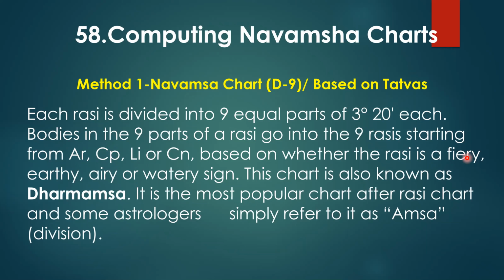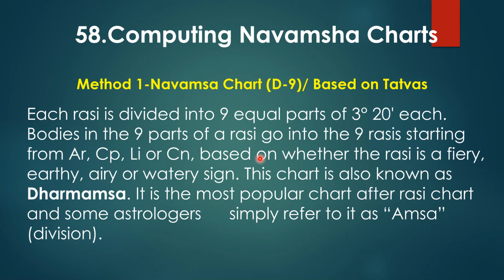Look at this one. Fiery signs start from the Aries. Earthy signs from the Capricorn. Airy signs, what are the airy signs? Gemini, Libra and Aquarius. Whoever is placed in Gemini, Aquarius or Libra, you need to start from the Libra itself. And watery signs, Cancer, Scorpio and Pisces. No matter which planet or ascendant is placed in these signs, you need to start from the Cancer itself. Is this clear? So we can go for the other calculation.